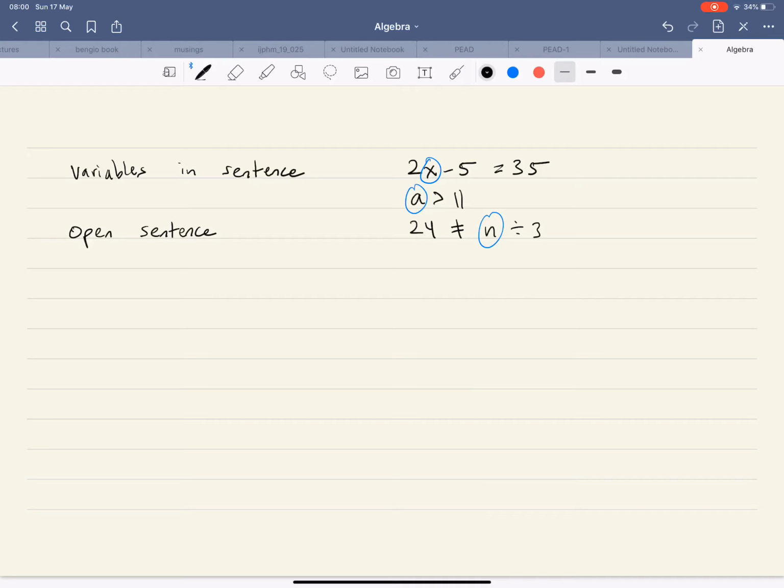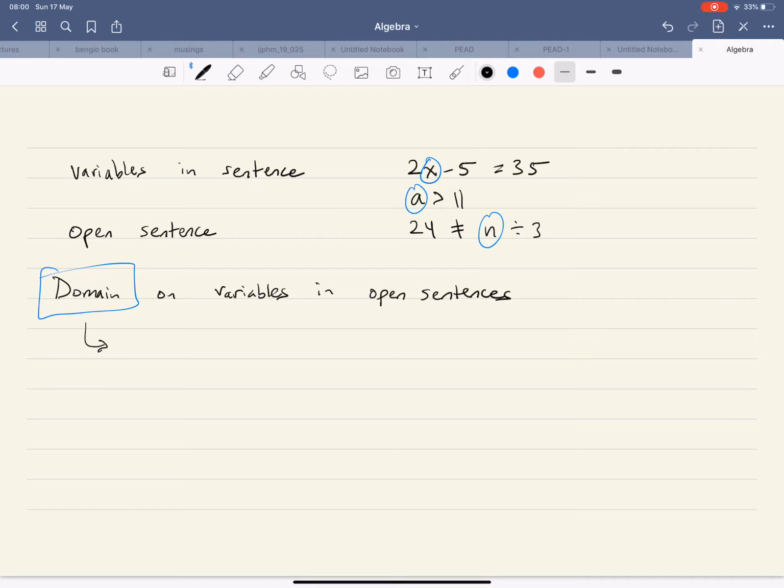And for these open sentences, the variables in the sentence will have a domain. So there's a domain on variables in open sentences. What this means, what the domain means, is the set of values that the variable can be, right?